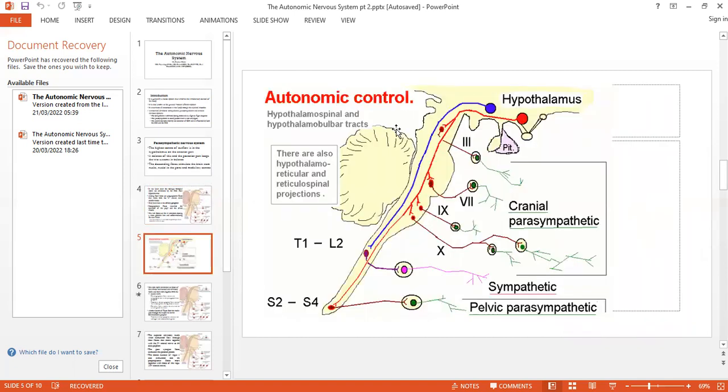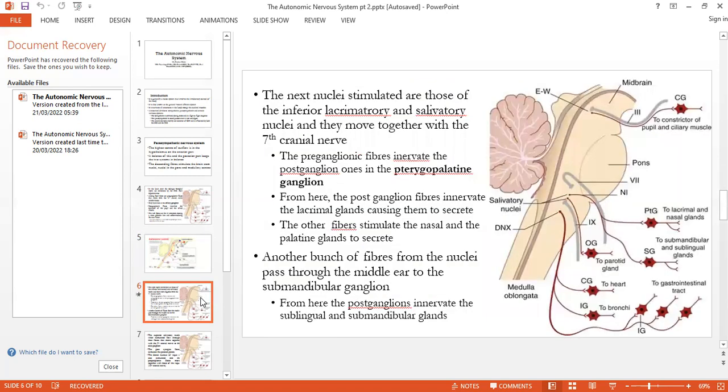Then let's talk about autonomic control. As you can see, we have the hypothalamus there, then the hypothalamic spinal tracts. Then there are also hypothalamic reticular and reticulospinal projections. So these nerves, if you can see, have some innervation from T1 to L2, also S2 to S4. These are different parts of the spinal cord where you can find these different types of innervation. So there's cranial parasympathetic, then there's also sympathetic, and there's also pelvic parasympathetic. That's what this diagram is trying to show. Let's go to the next slide.